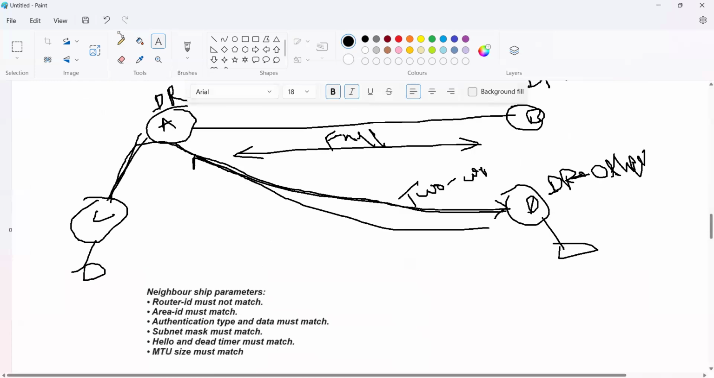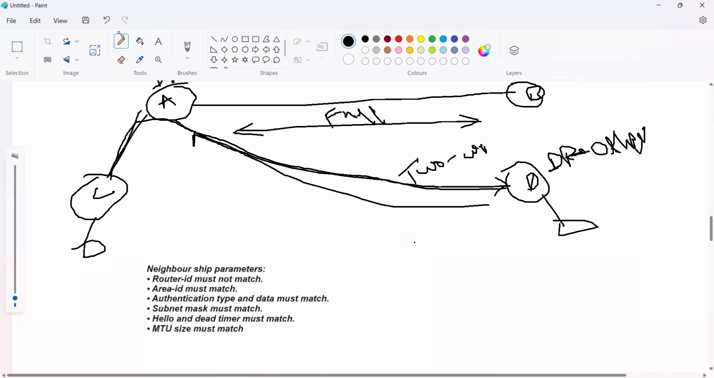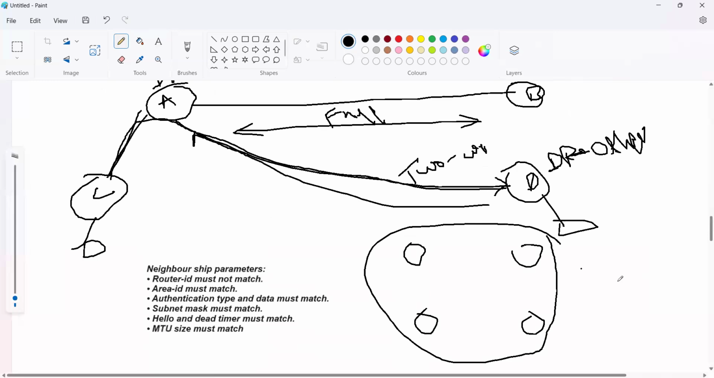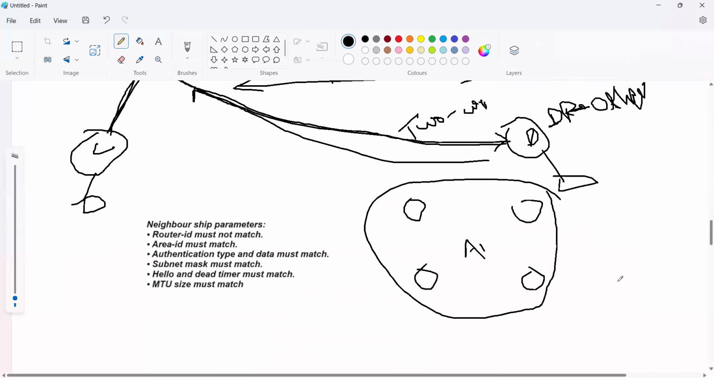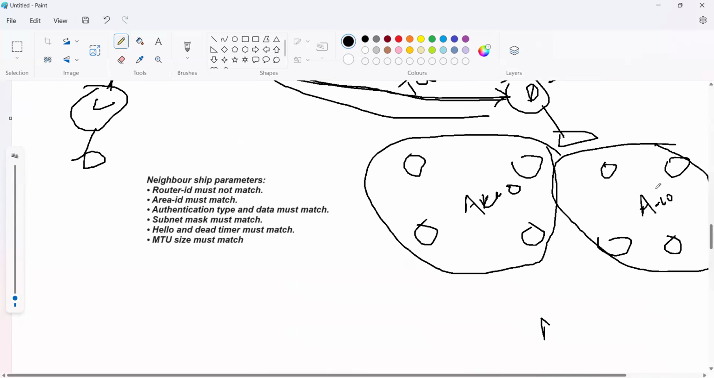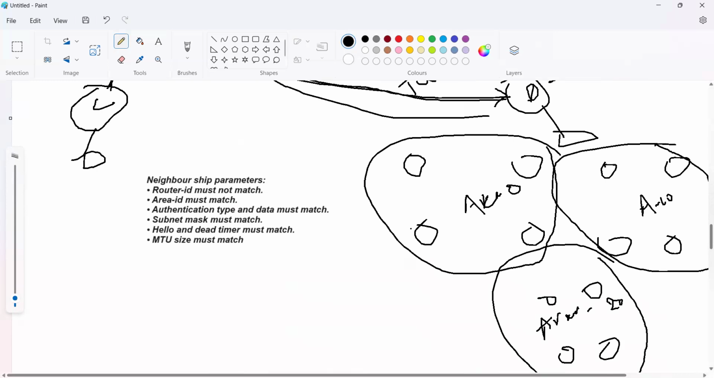If we have multiple routers, here we have router A, B, C, D. This is one area, area 0, we can assume, and we have another area, this is area 10, and we have another area, area 20. In this area 20, we have multiple routers again. Likewise, area must match, then only they form the neighborship. These routers will not form the neighborship.